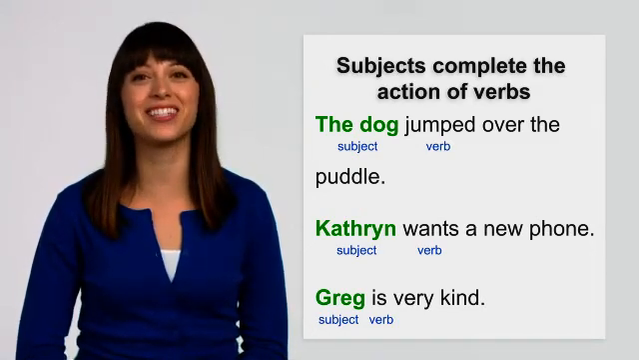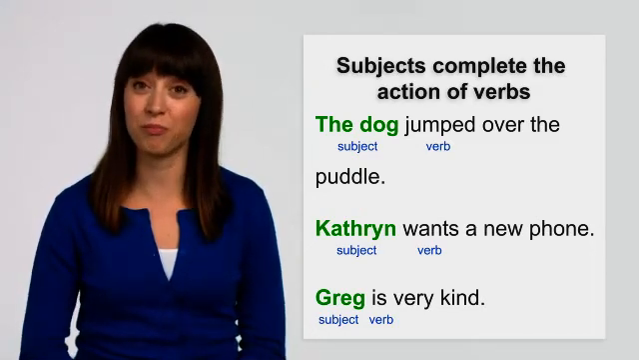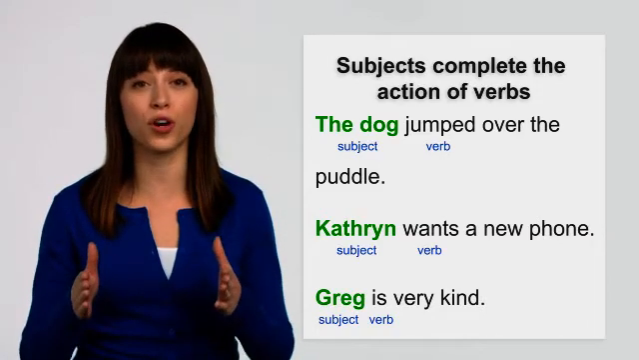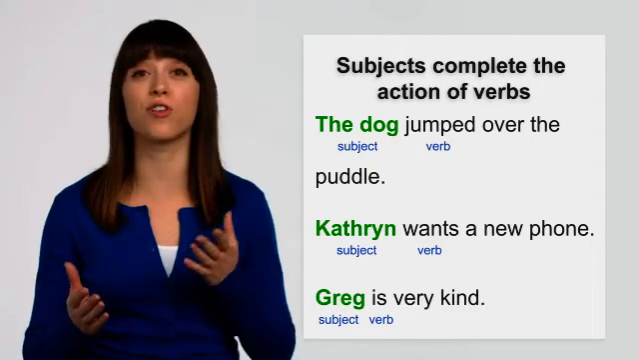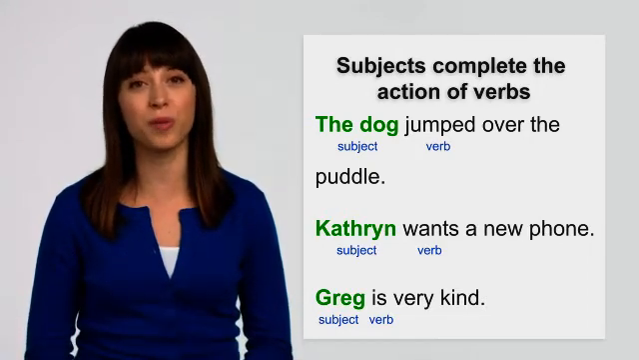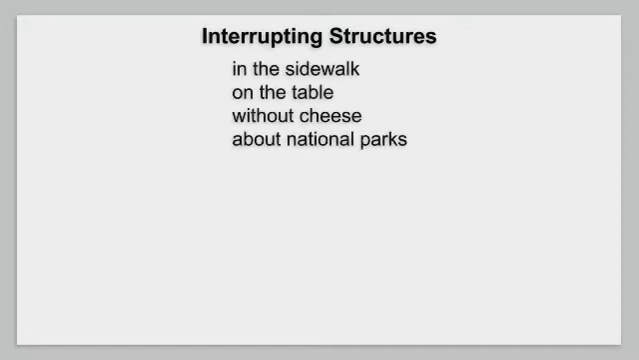Most of the time, it's easy to find the subject, but not always. Sometimes additional words separate a subject from its verb. We can call these words interrupting structures. One common interrupting structure is a prepositional phrase. Look at these examples of prepositional phrases.